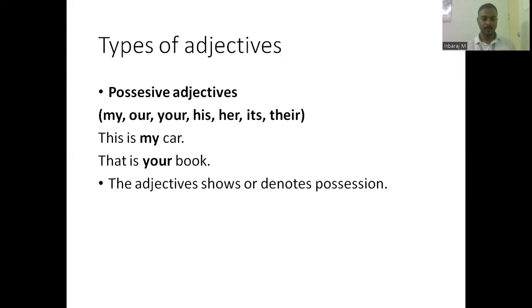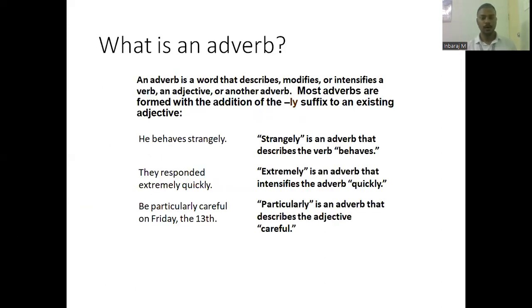Okay, and now coming to adverb, what is an adverb? An adverb is a word that describes, modifies, or intensifies not just a verb alone. It modifies a verb, an adjective, or another adverb. That is what we call an adverb. So an adverb is a word that qualifies, describes, modifies either a verb or an adjective or another adverb.